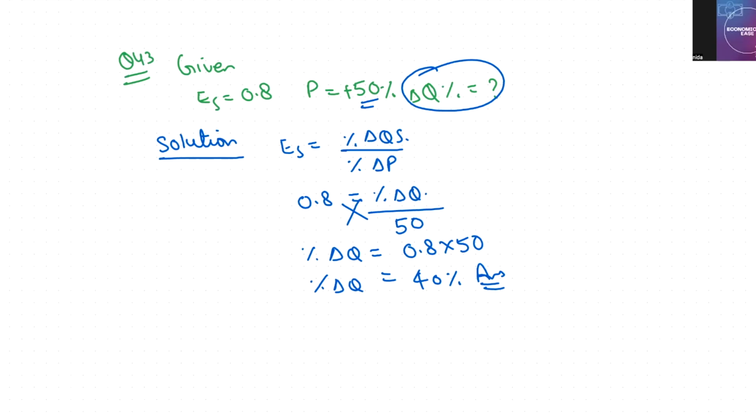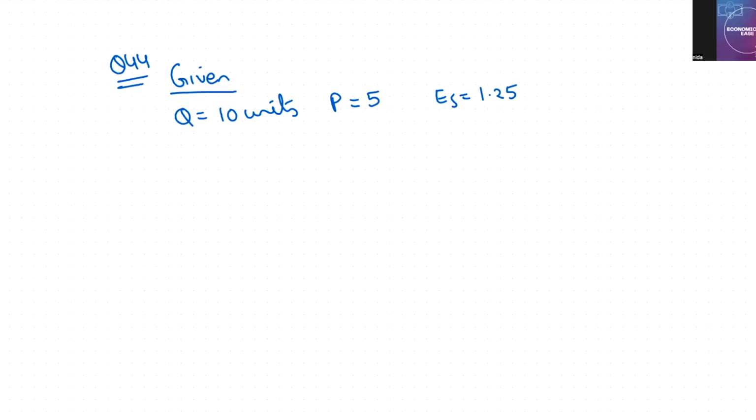Then question 44. In question number 44, a firm supplies 10 units of a good. Okay. So given here 10 units, that means quantity equals 10 units and price is given 5. Elasticity of supply is 1.25. Okay. What quantity will the firm supply at price rupees 7?